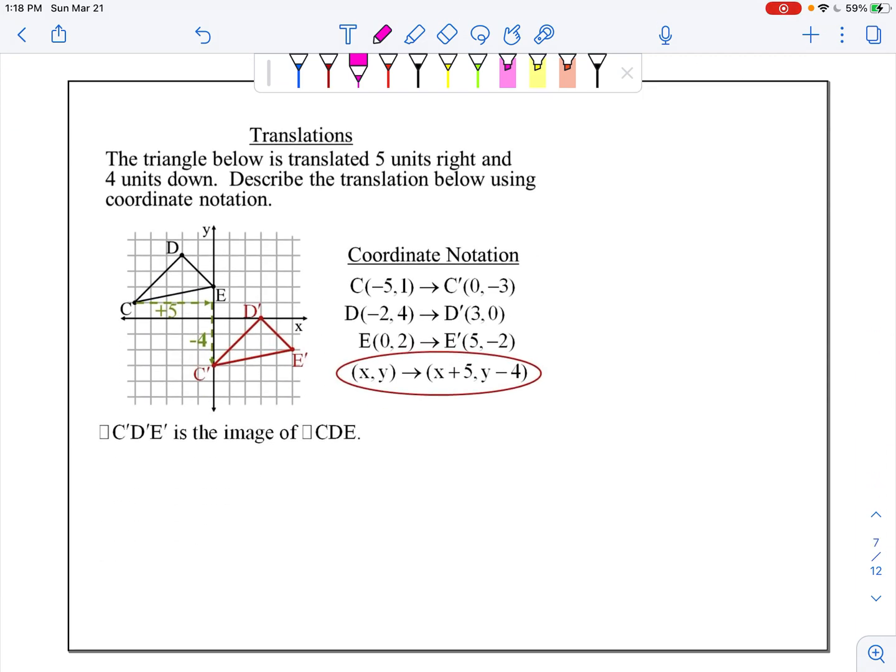Again, translations, coordinate notations, a set of directions. So that's just kind of another example of one. So here's +5, -4. So this one actually slid to the right and down. So you should always kind of have in mind where your new image is going to end up just by whether you're sliding to the right, left, up, down kind of thing.